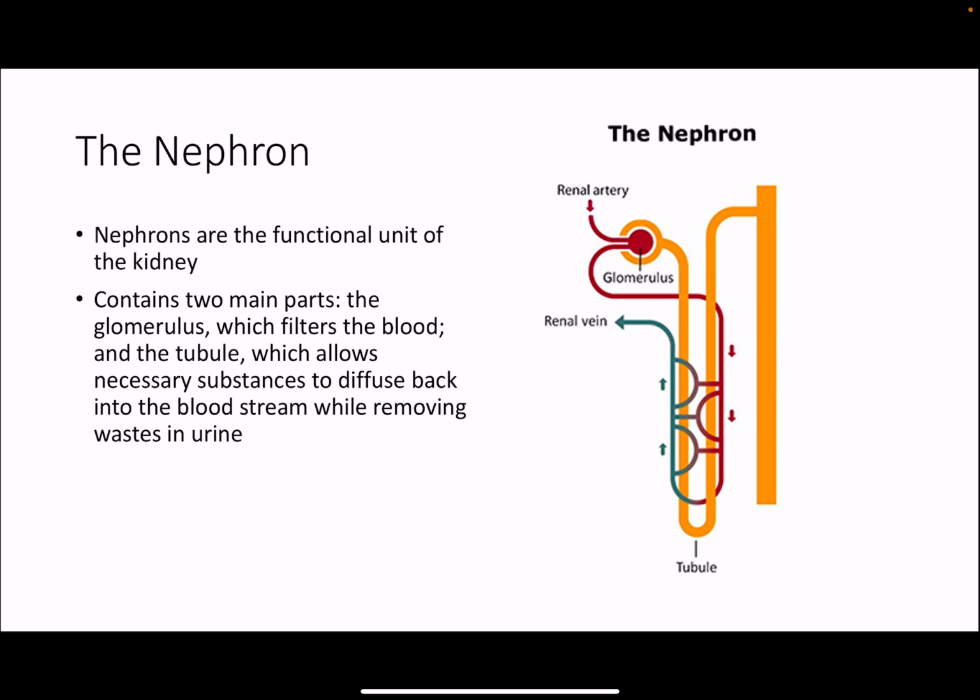So the nephrons are the functional unit of the kidney. And these kidneys contain specialized capillary beds which wrap around the kidney's tubules, these tubes that run through the spongy portion of the kidney. Blood flows into the kidney from the renal artery into something that's known as the glomerulus. This structure filters blood into the tubule, which is then wrapped with capillary beds.